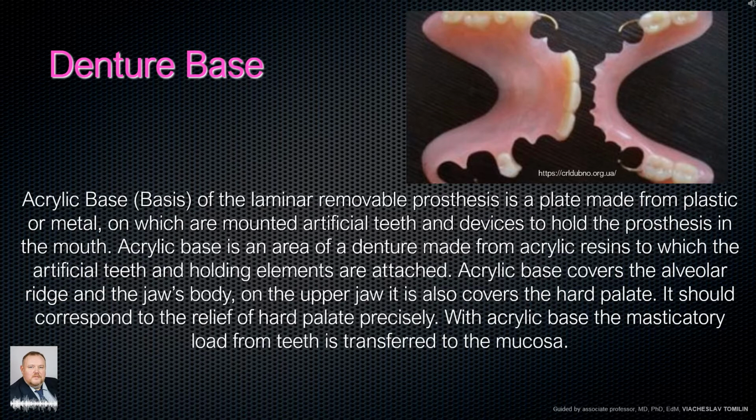Denture base. The acrylic base, basis, of the laminar removable prosthesis is a plate made from plastic or metal, on which are mounted artificial teeth and devices to hold the prosthesis in the mouth. The acrylic base is an area of a denture made from acrylic resins to which the artificial teeth and holding elements are attached. It covers the alveolar ridge in the jaw's body. On the upper jaw it also covers the hard palate. It should correspond to the relief of the hard palate precisely. With the acrylic base the masticatory load from teeth is transferred to the mucosa.